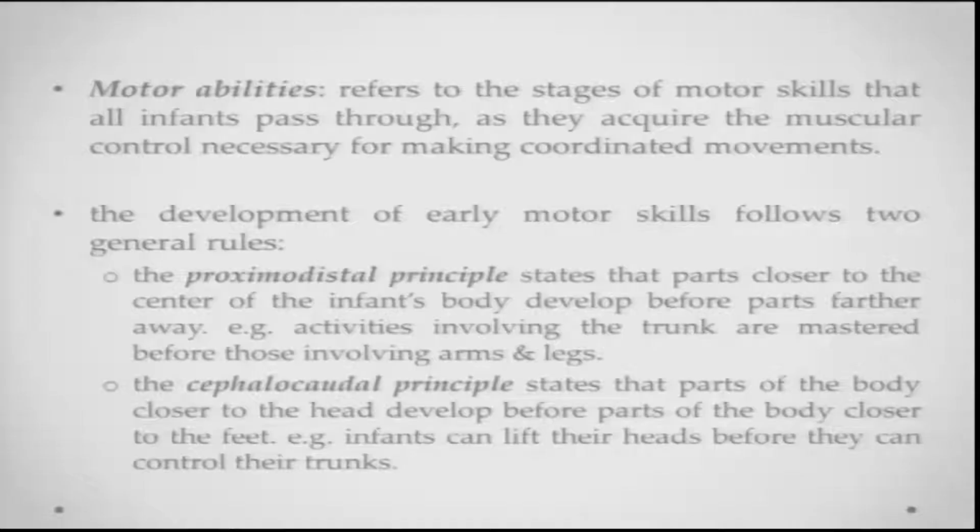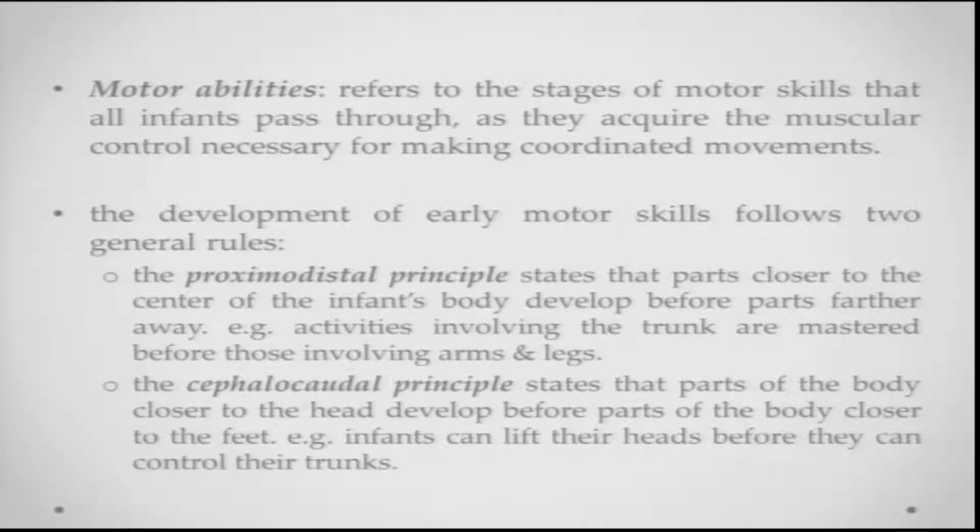Now the development of early motor skills, once the child is born, generally follows two kinds of rules. I'll just refer to these rules briefly. The proximodistal principle says that parts closer to the center of the infant's body, that is the torso, come under movement or control much earlier than parts away from the body. So activities involving the trunk are mastered first, before the child starts getting control over the arms and legs.